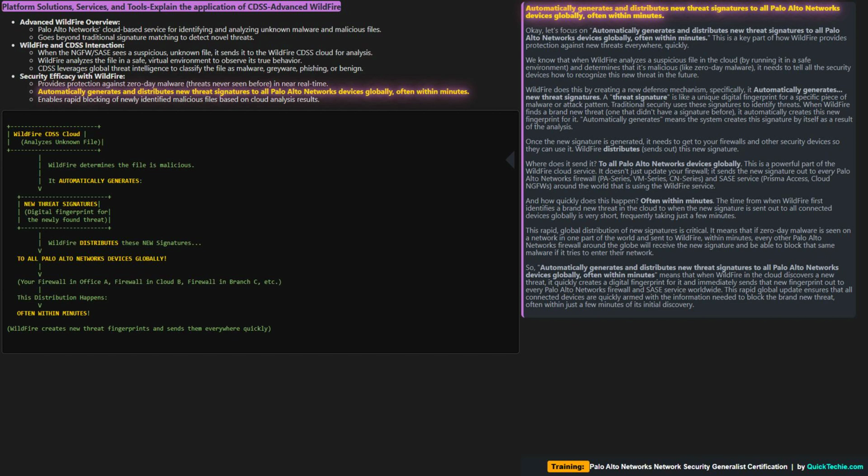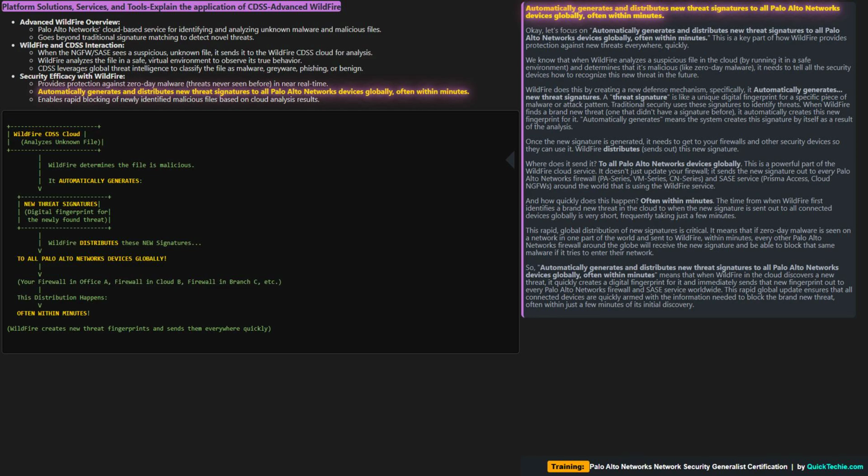A threat signature is like a unique digital fingerprint for a specific piece of malware or attack pattern. Traditional security uses these signatures to identify threats. When WildFire finds a brand new threat, one that didn't have a signature before, it automatically creates this new fingerprint for it. Automatically generates means the system creates this signature by itself as a result of the analysis.